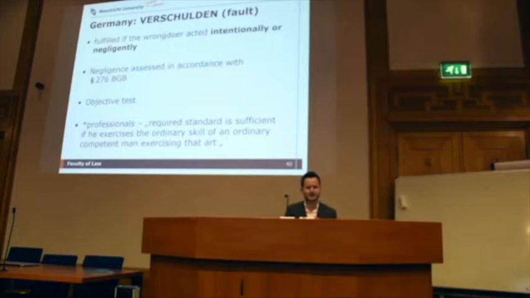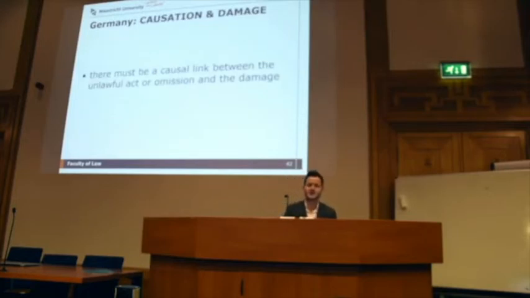In general, German courts have developed safety duties in all areas of accident law. In principle, in case of an indirect infringement, the breach of such a safety duty determines unlawfulness. The next two requirements are causation and damage, meaning that there must be a causal link between the unlawful act or omission and the damage that occurs.